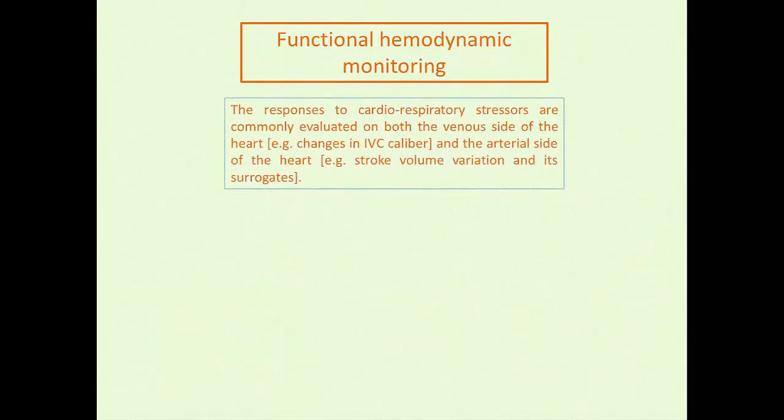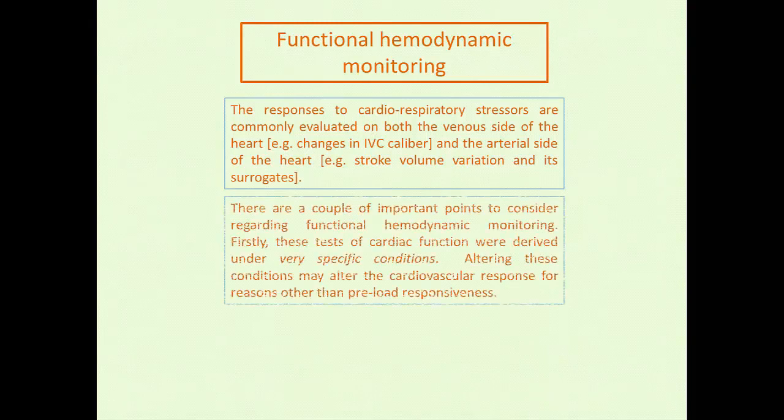So the responses to the cardiorespiratory stressors are commonly evaluated, as I've mentioned, both on the venous side, for example, changes in the IVC caliber, which I'll talk about at the end of the second half of this lecture, and on the arterial side of the heart, that stroke volume variation and its many surrogates, as I mentioned.